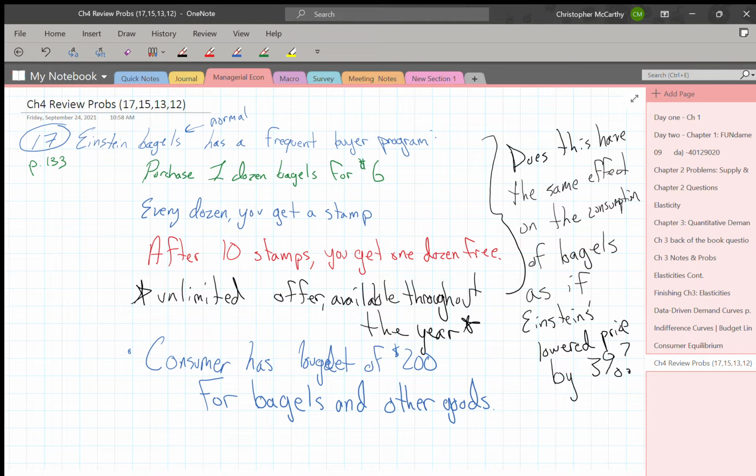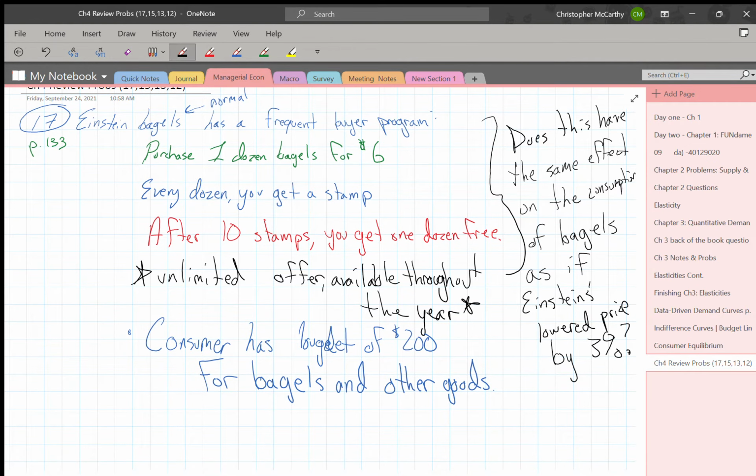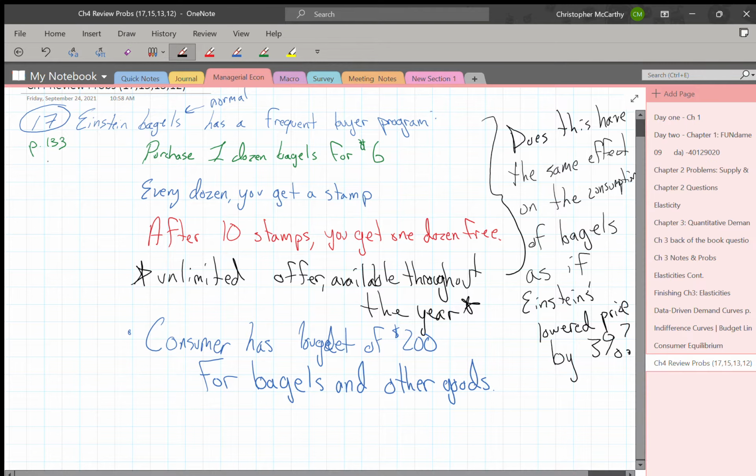Well, it's a bit more nuanced than that. It depends on where the indifference curve for that consumer is. So to really figure it out, we have to model the two situations. So it's not just a simple kind of thing. This is our LO6 problem from chapter 4.